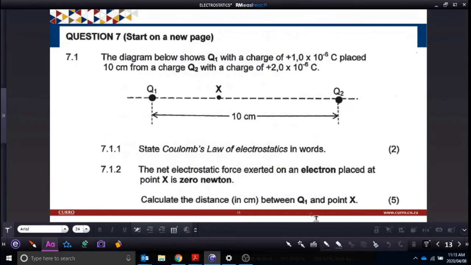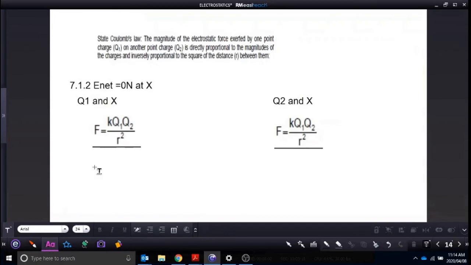Because they say we need to calculate the distance between Q1 and point X, we are going to say that between Q1 and X the distance is A centimeters, and then the distance between X and Q2 is 10 minus A. So that's what we're going to do. Alright, we have our charges, so we can put it in. So let's start.